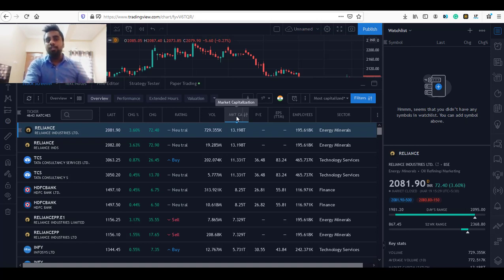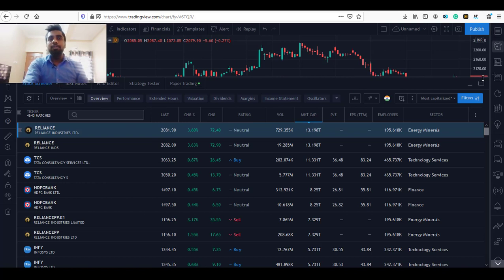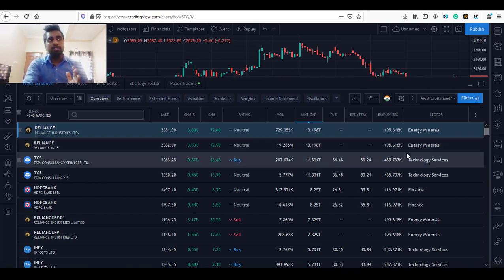Right now, the first filter we're going to use is the exchange, because we're only focusing on the NSE, which is the National Stock Exchange of India. The National Stock Exchange is the right exchange for short-term trades. I'm also going to get rid of this extra column called watch list, and you will get a wider view of the stock screener.